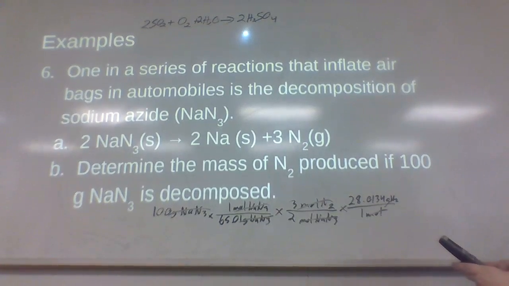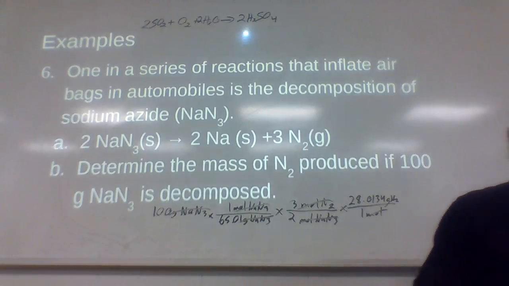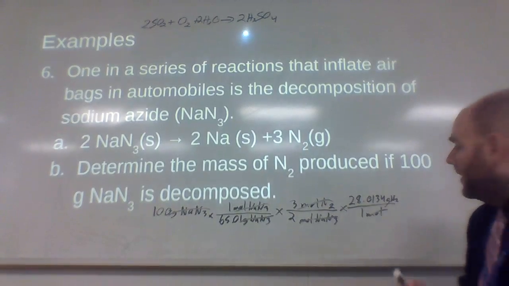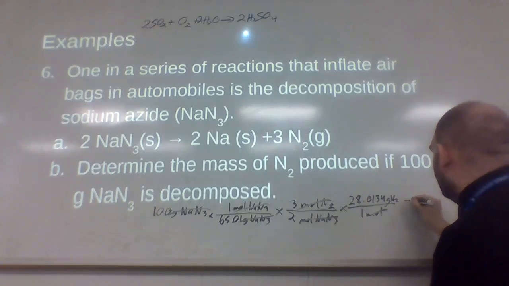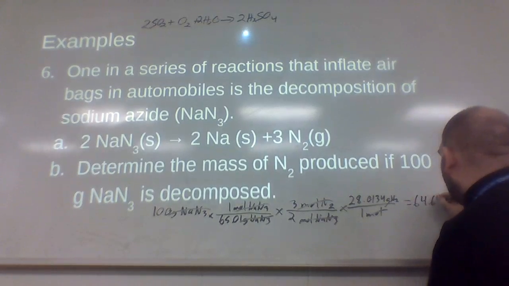Okay, so now we got a bigger problem to actually worry about. So we're doing 100 times 3 times 28.0134 divided by, depending on the calculator, you might have to put these bottom 2 in parentheses. If it's on Desmos, you don't, but if you're on other things, you might. And I got 64.64. That's going to be grams of N2.